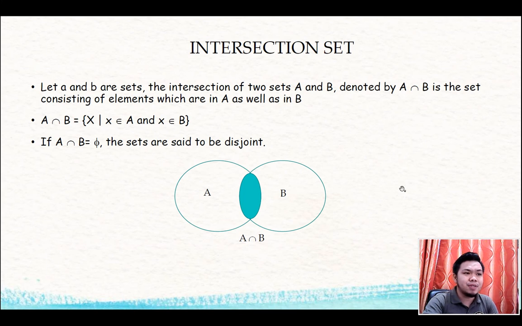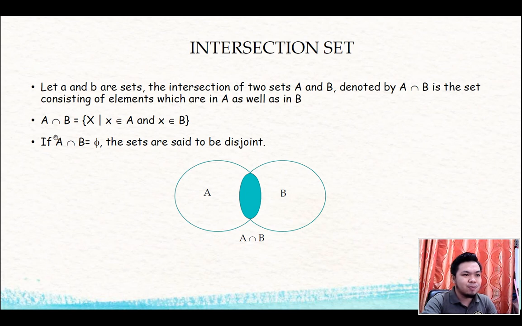Now, here in the intersection, let A and B be sets. The intersection of two sets A and B, denoted by A ∩ B, is the set consisting of all elements which are in A as well as in B. This is it. When we highlight only the part in the middle, this is how we write it. A ∩ B is the intersection set.